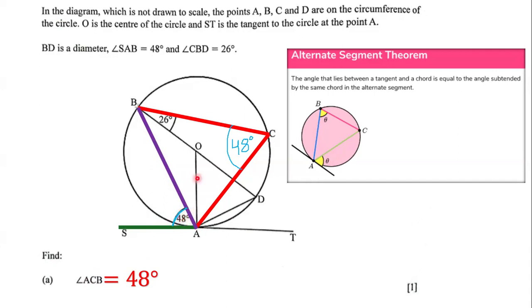And that's equal to the angle in the alternate segment, which is subtended by the same chord. So this angle is subtended by the same chord in purple, because if you look at the legs of this angle, they rest on this purple chord. And so if this is 48 degrees, this is 48 degrees, because the angle between the tangent and the chord is equal to the angle subtended by the same chord in the alternate segment. And that's why this is 48 degrees.